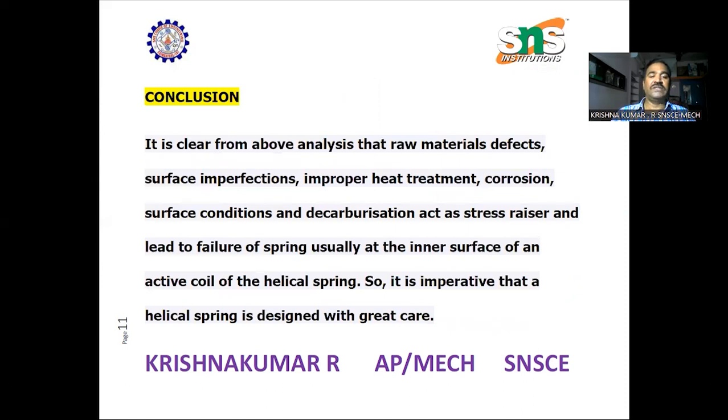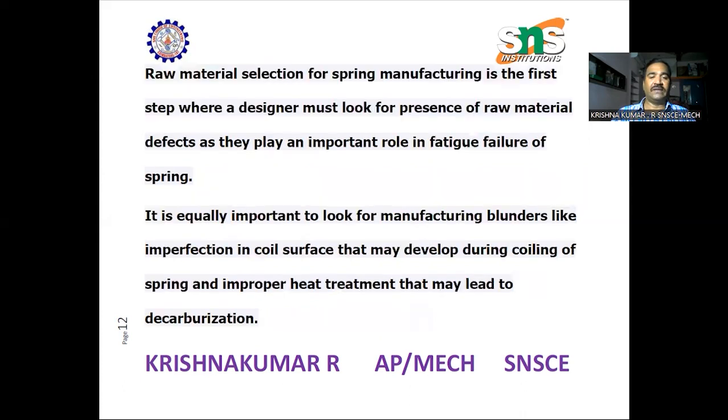Conclusion: it is clear from the above analysis that raw material defects, surface imperfection, improper heat treatment, corrosion, surface condition, and decarburization act as stress risers and lead to failure of the spring, usually at the inner surface of an active coil of the helical spring. So it is imperative that a helical spring is designed with great care.